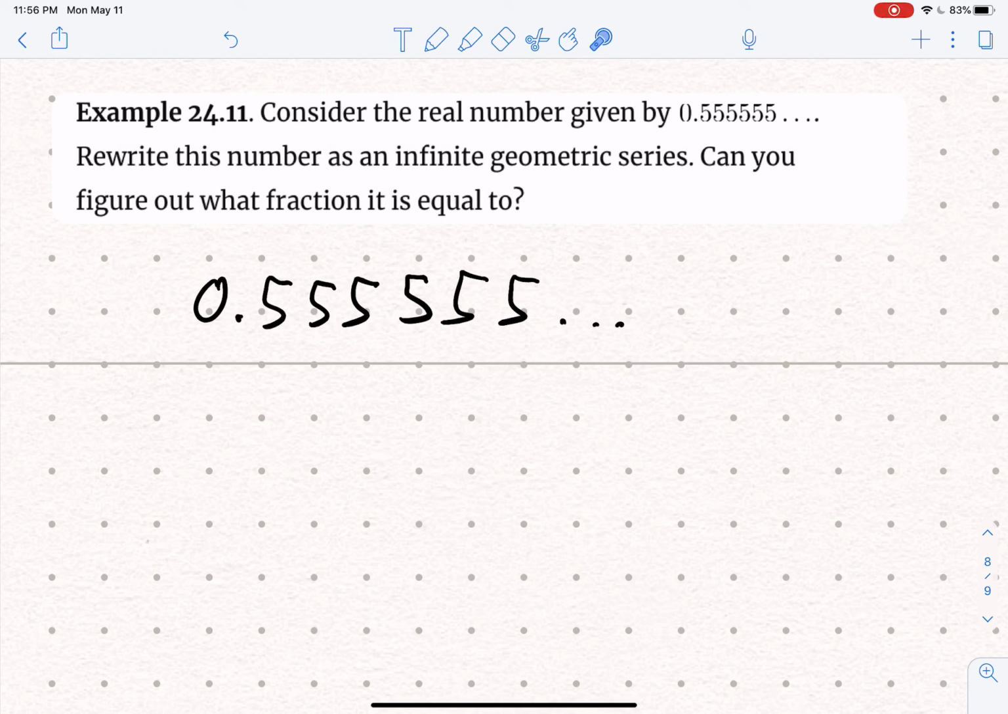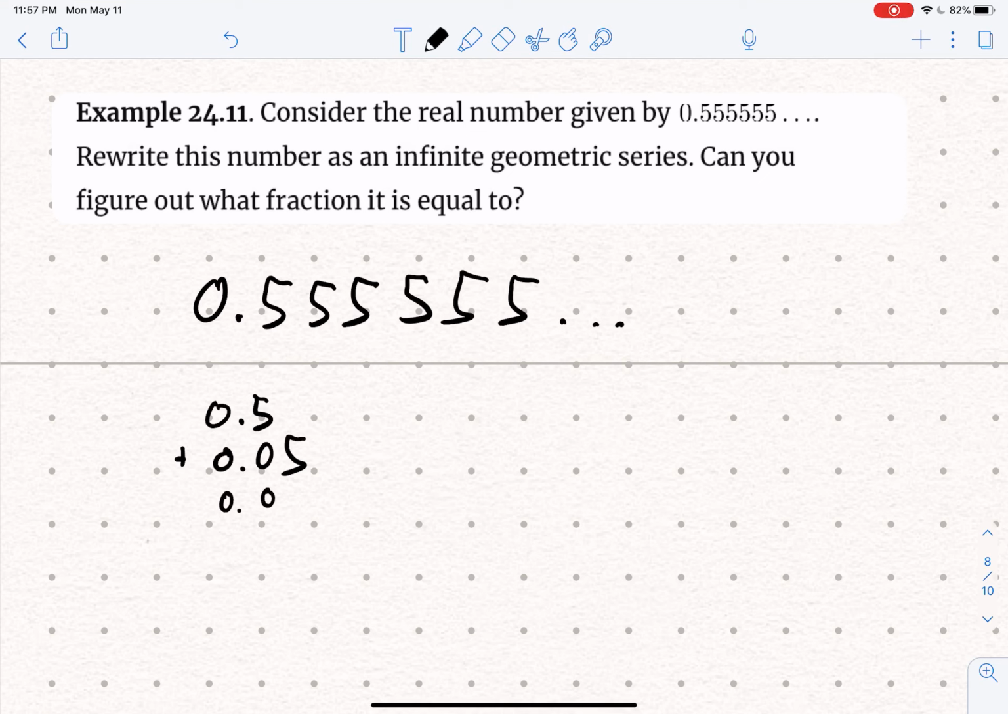The instructions say, consider this number, rewrite this number as an infinite geometric series. And if you have a repeating decimal, this can always be done. The way that we do it is we do it digit by digit. So what I want to do is the things I'm going to add together are 0.5, that takes care of the first digit, and then 0.05, that takes care of the second digit. If we add these together, we get 0.55.